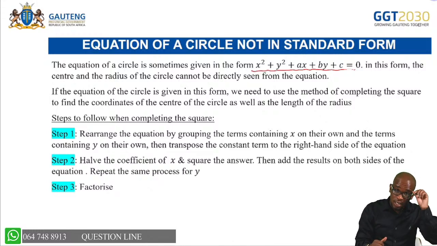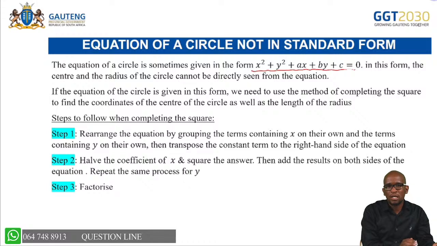In this case, grade 12, we need to go back to our grade 11 knowledge of completing the square to work out the new equation, or to transform this equation into the equation with a center and the radius, which is now in standard form. Now, how are we going to complete the square? The only difference here is that you are completing the square twice.